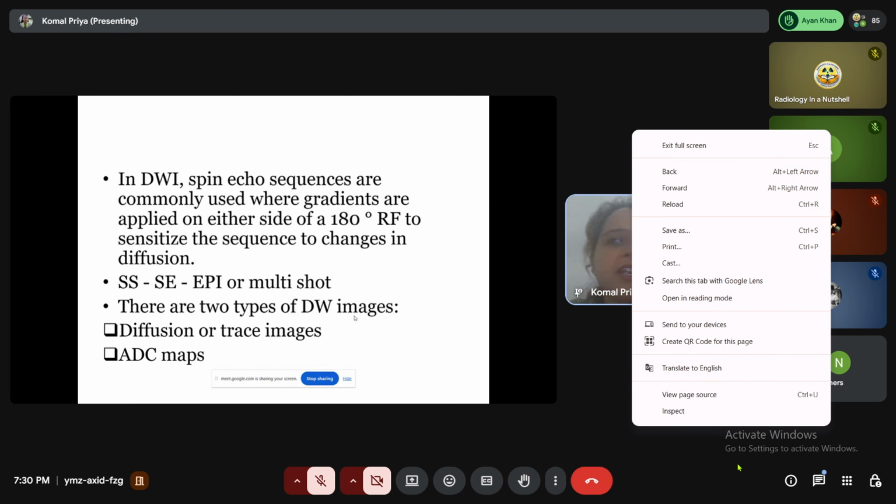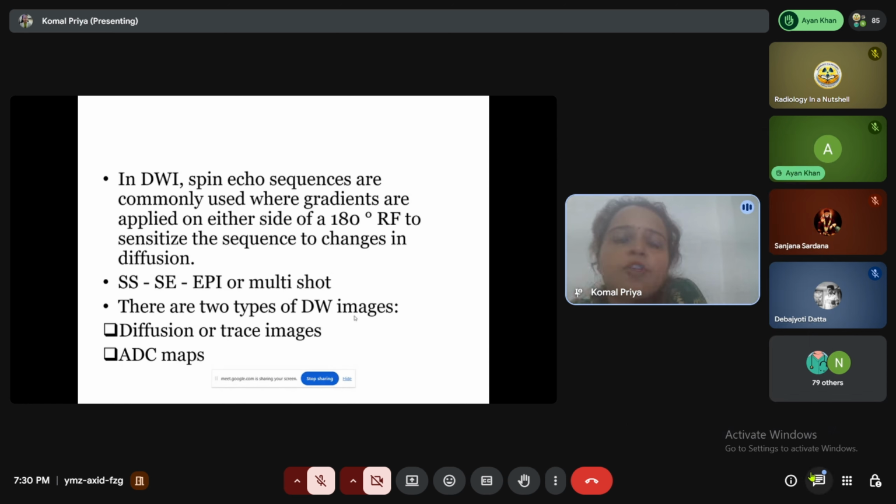They will appear that way for both applications of the gradient, and that makes the areas brighter compared to the normal tissue. So this is your diffusion or trace image.